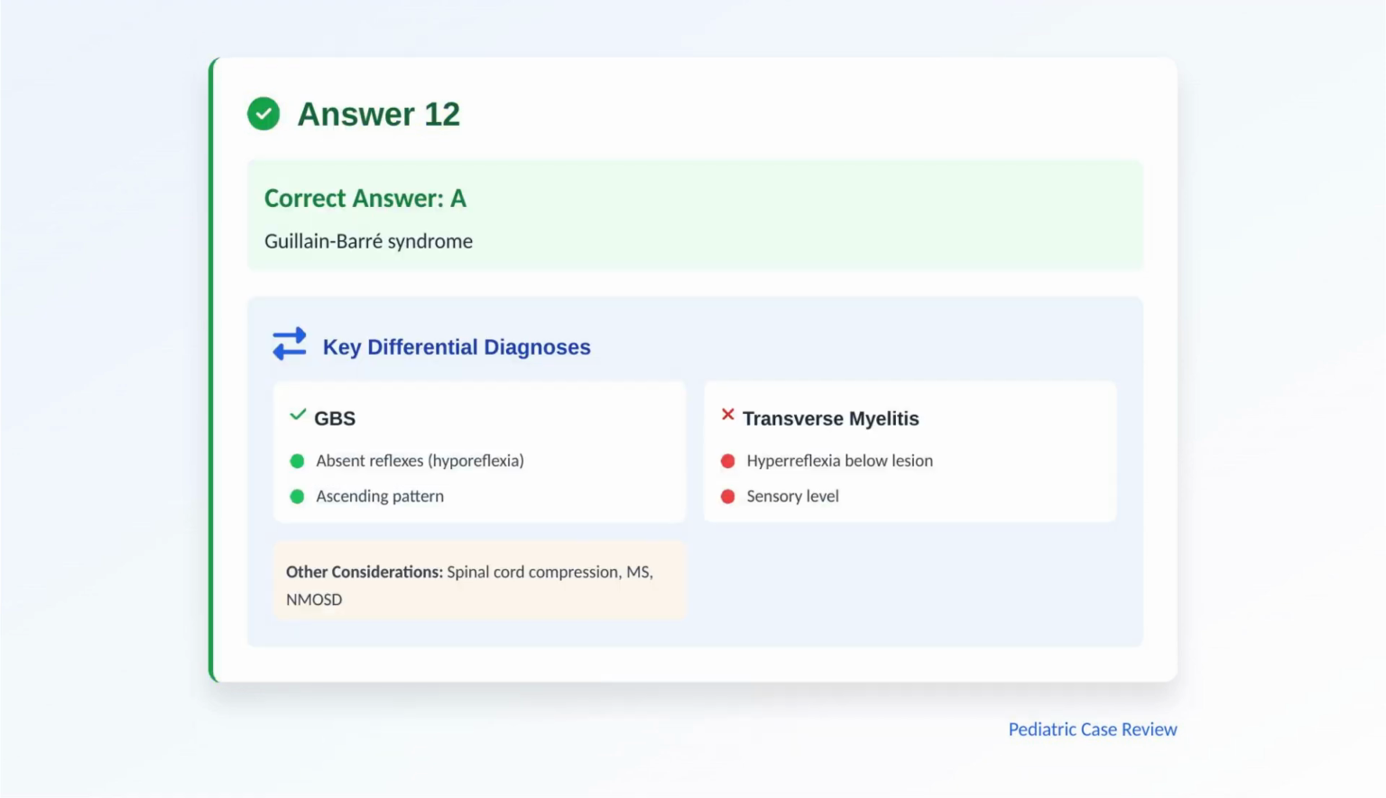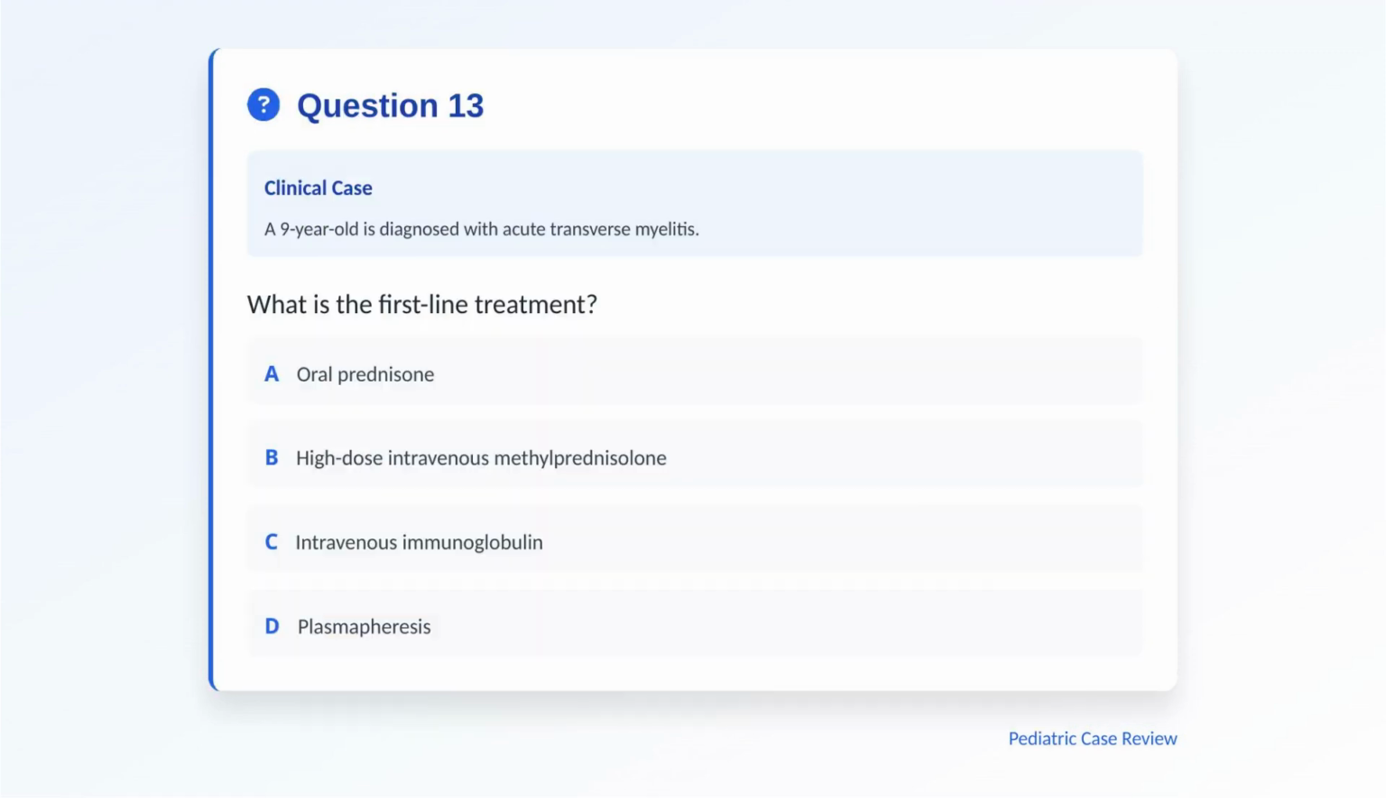Guillain-Barré syndrome is more likely in this case due to the absent deep tendon reflexes, which indicate lower motor neuron involvement. Transverse myelitis typically presents with hyperreflexia below the level of the lesion. The key differential diagnoses for transverse myelitis include compressive myelopathies, Guillain-Barré syndrome, multiple sclerosis, neuromyelitis optica, and acute flaccid myelitis. Each has distinguishing features that guide diagnosis, making a thorough neurological examination and targeted diagnostic testing essential. Question 13 addresses initial management.